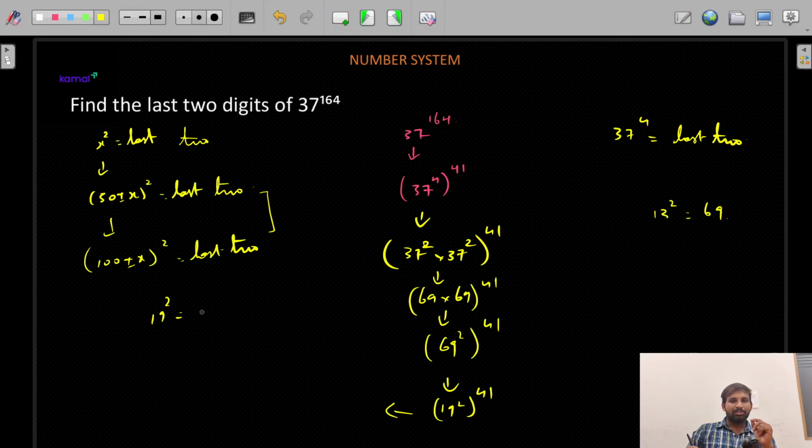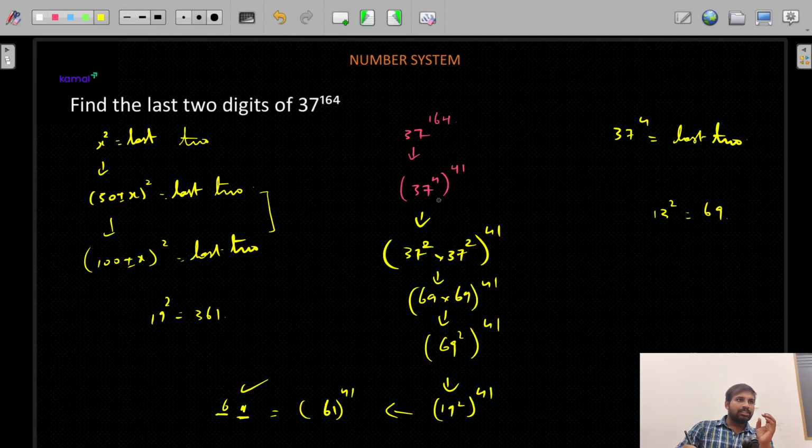What is 19 square value? It is 361. Yes or no? So just take 61 power 41. Now the number ends with 1, so I can find my last two digits for this number. My last digit ends with 1, and 6 ones are 6. So 61 is my answer. I hope you understand this question.